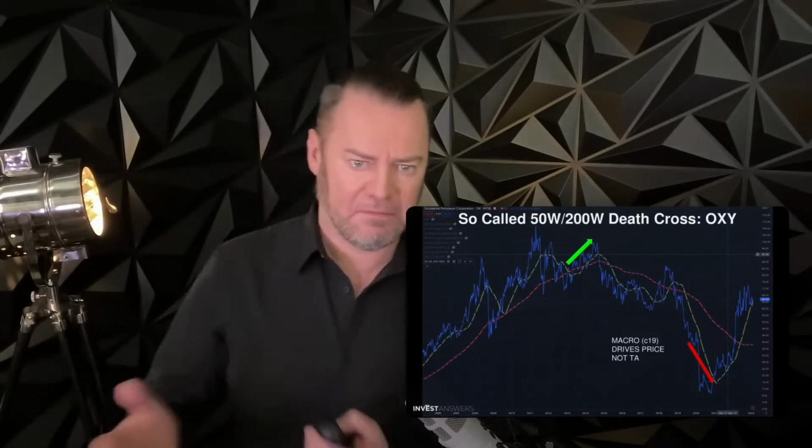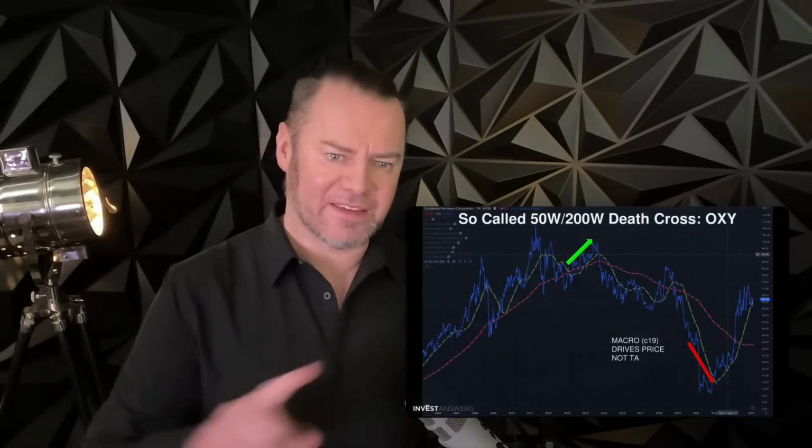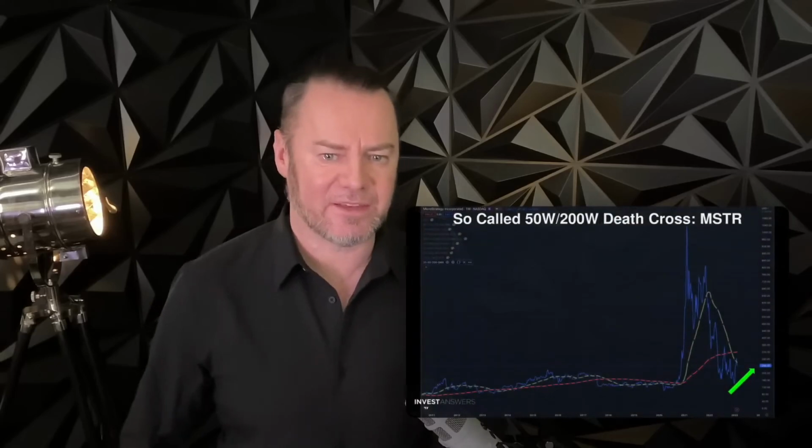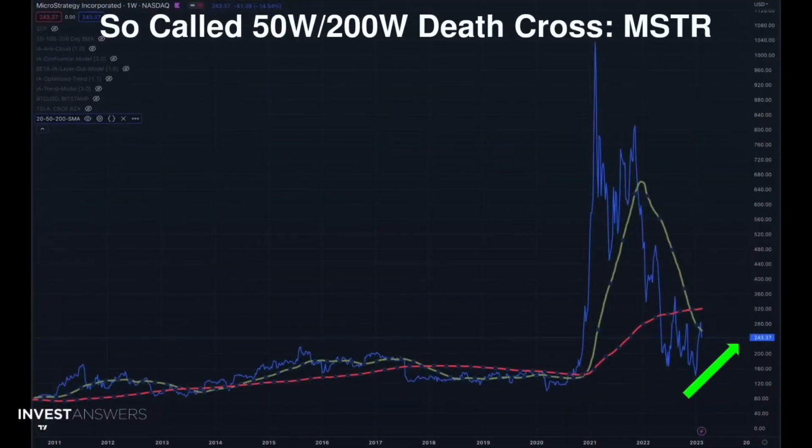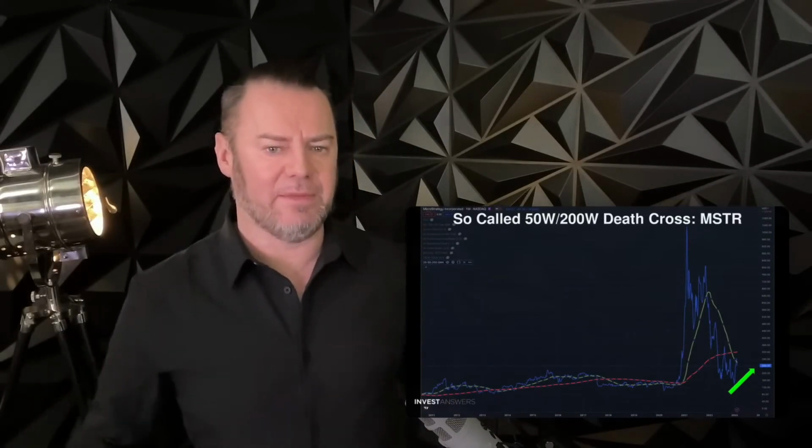Again, you see here, it's more likely the price will go up after a death cross on the 50 and 200-week moving average. Let's look at MicroStrategy. Again, they just had one too. And we know this is a proxy. But again, even proxies can have it. And the price of MicroStrategy is a function of Bitcoin. So with that, again, it is completely meaningless.